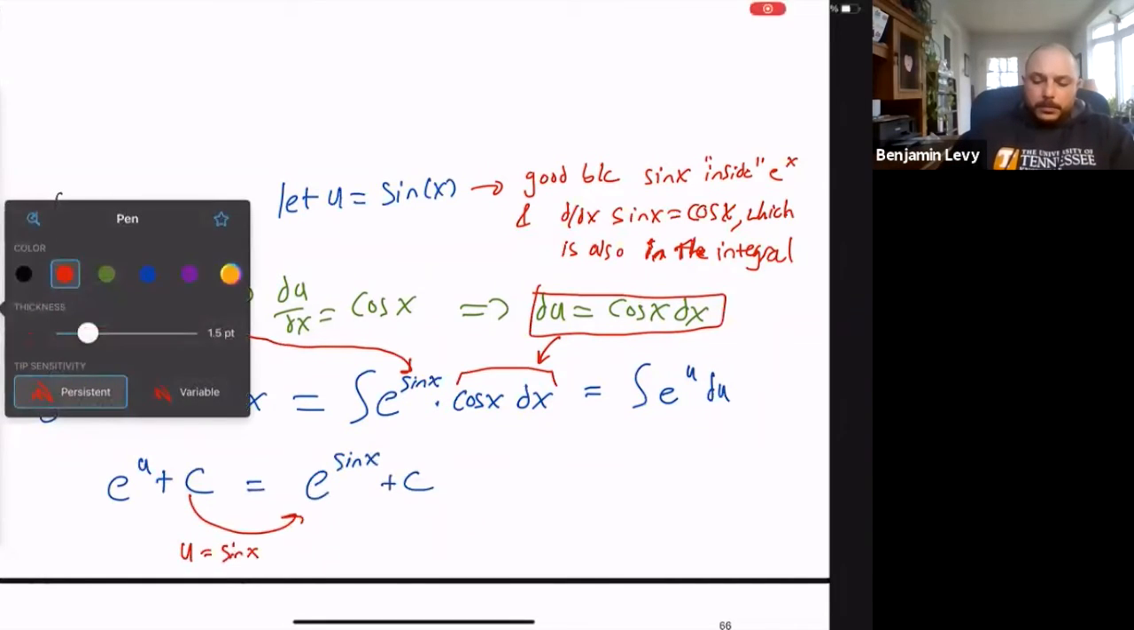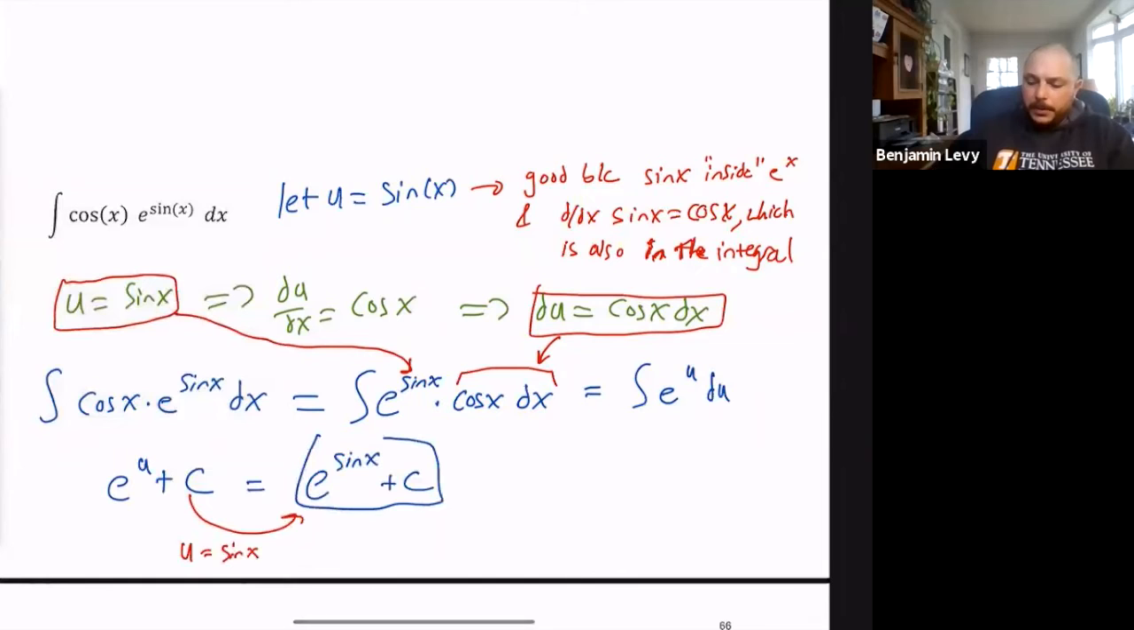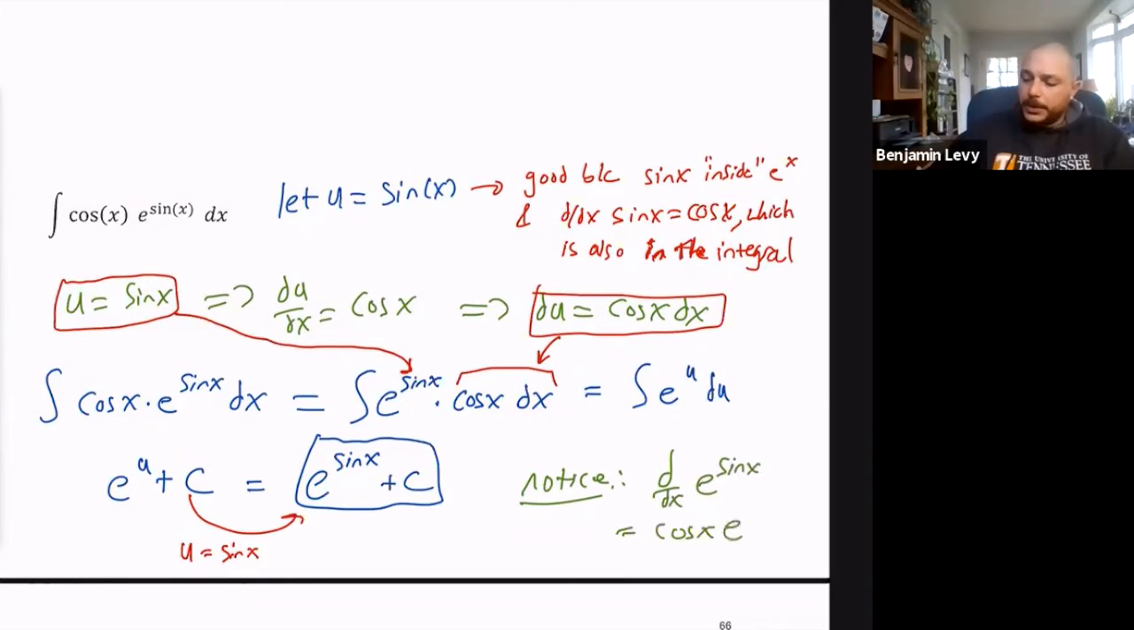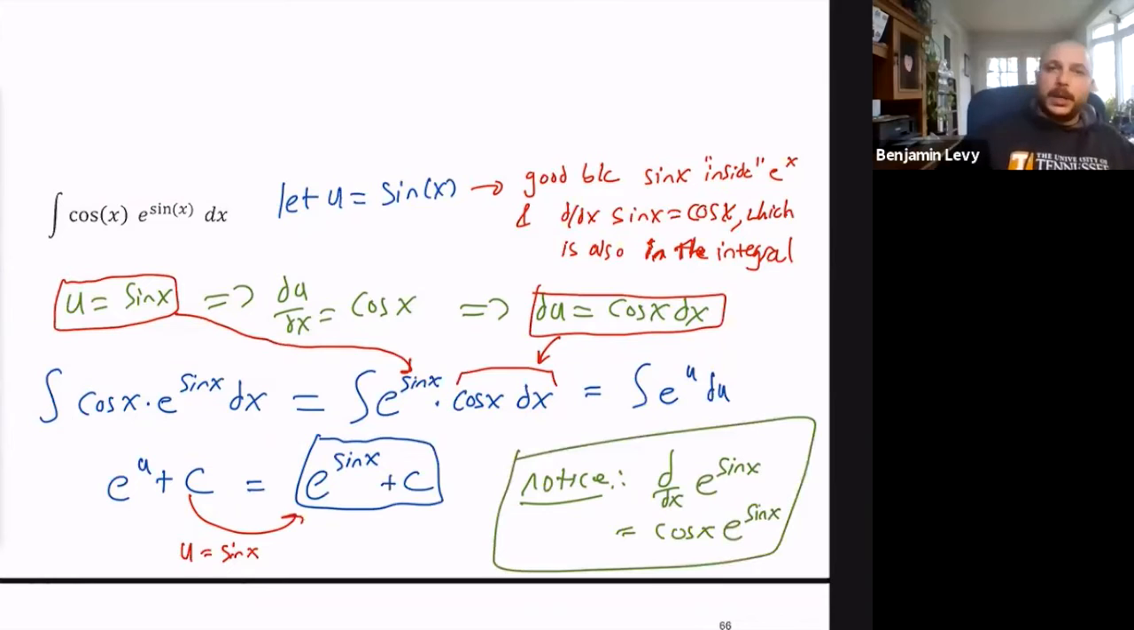That's it. This is actually one we probably don't even need the substitution for. We could pretty easily notice that when you differentiate e to the sine, you get what we have. Maybe some people notice that to begin with, but oftentimes it's too complicated to just do that right off the bat.